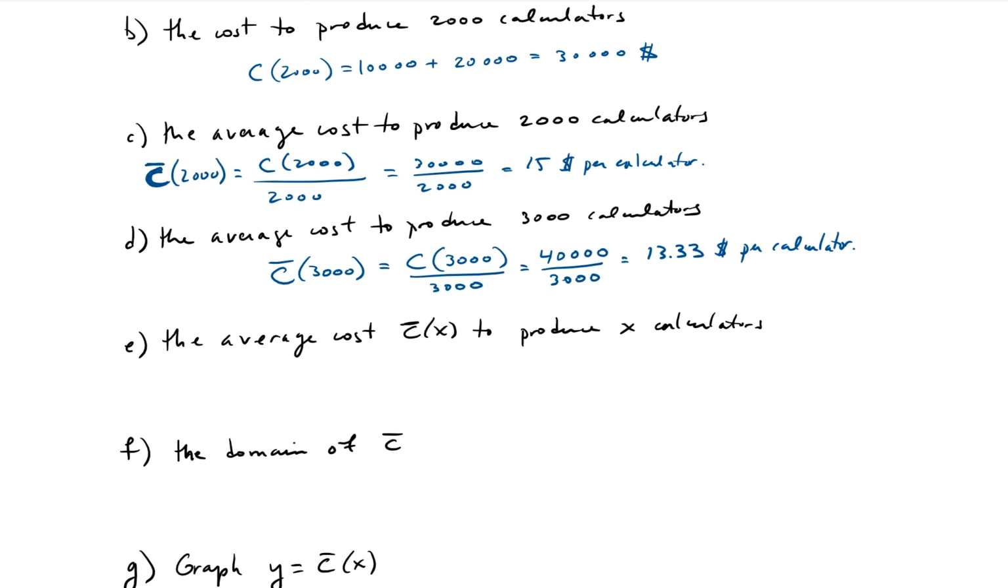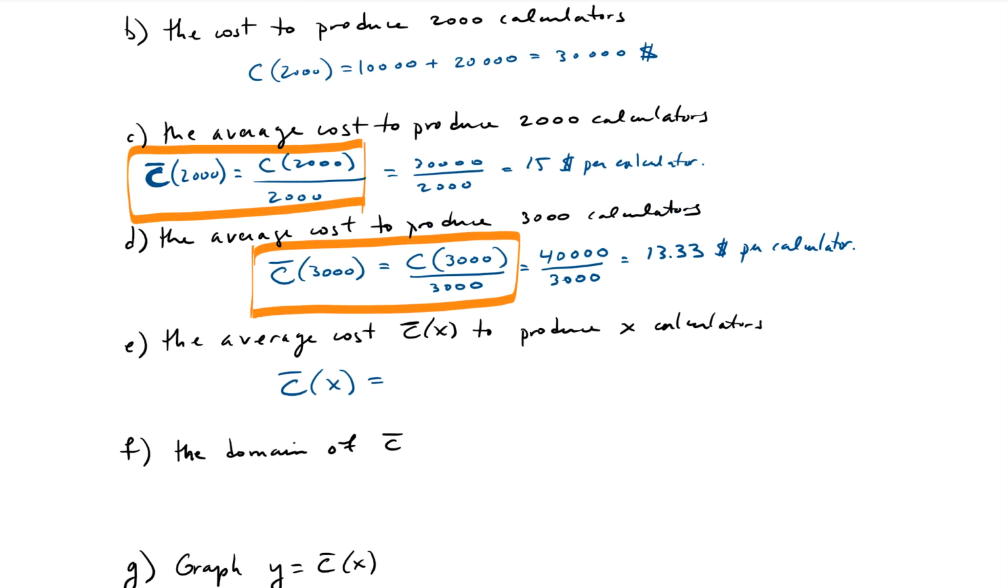What's the average cost C bar of x? So this is where we want to figure out a general formula for average cost. So this is according to what we have written down so far. So look at the pattern here and here. Okay, it shouldn't be a surprise that C bar of x is your cost for producing x calculators divided by the total number of calculators produced. So it's C of x over x.